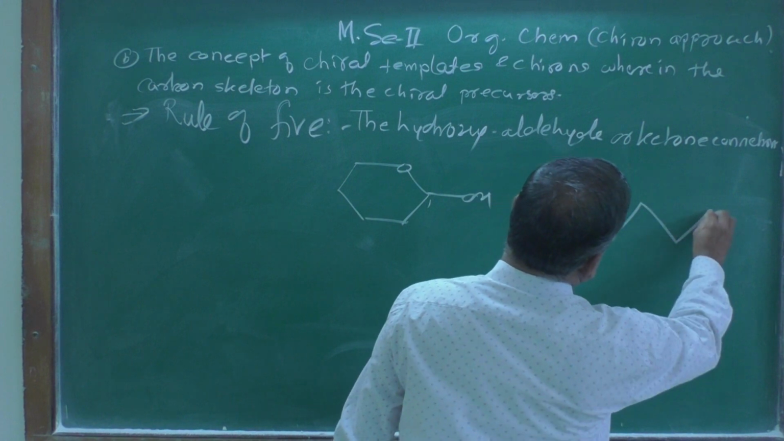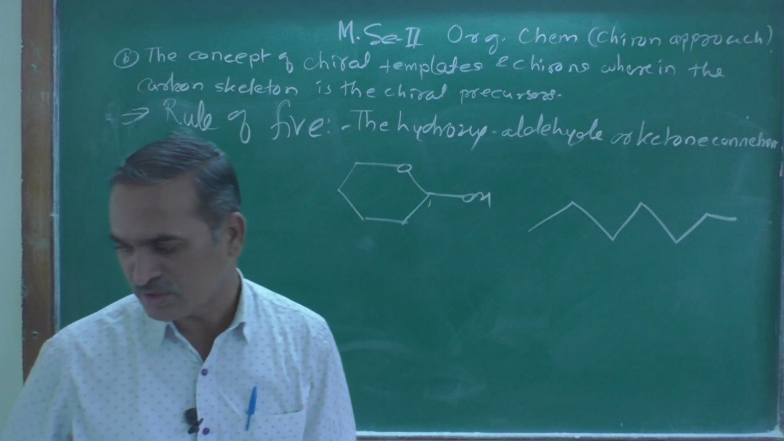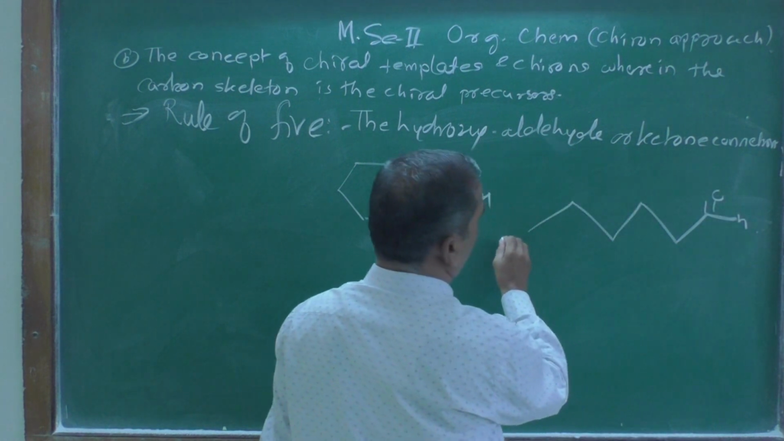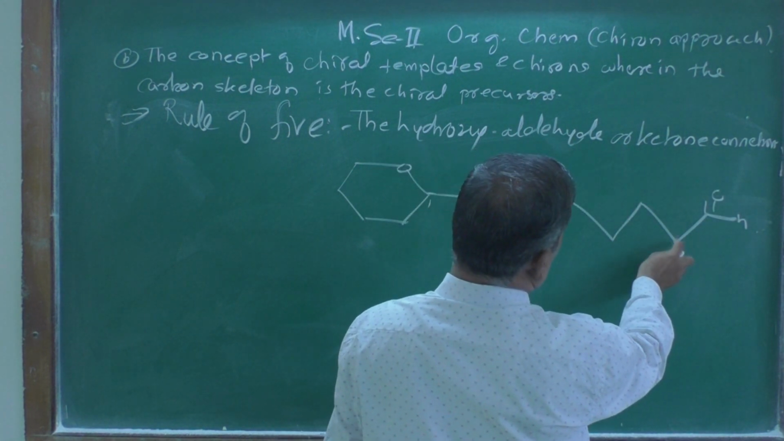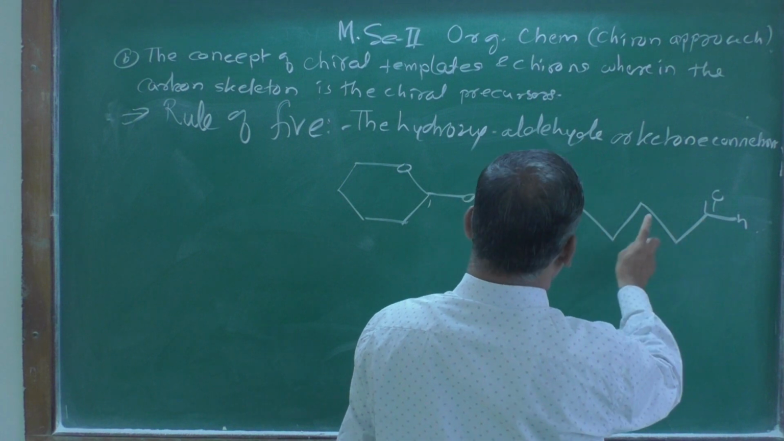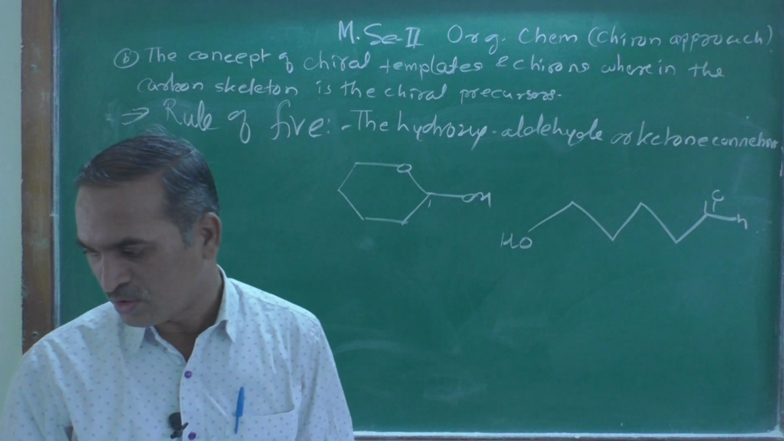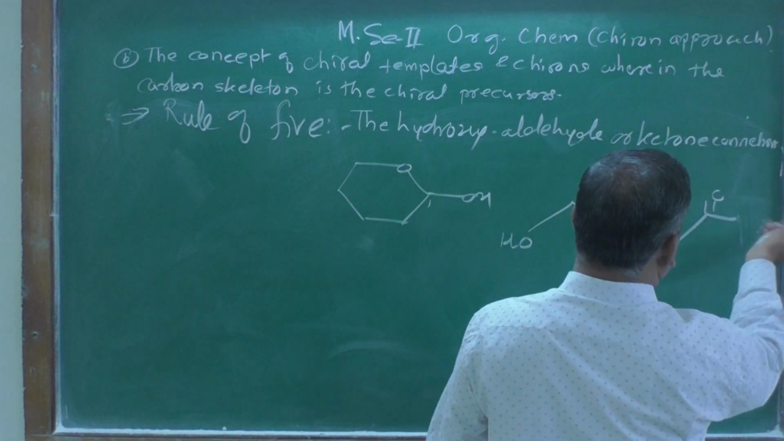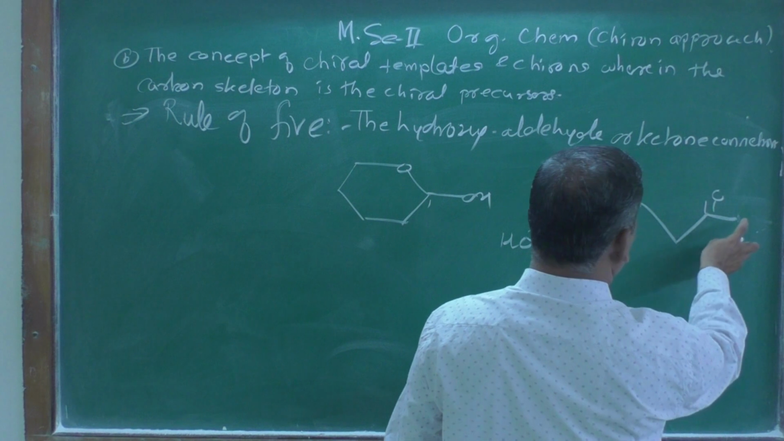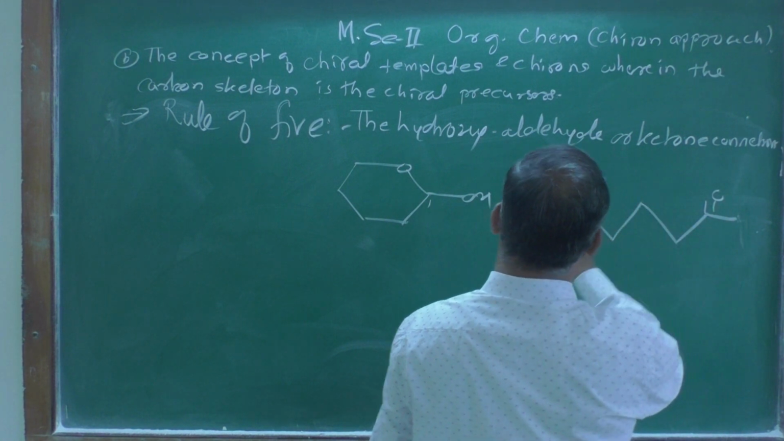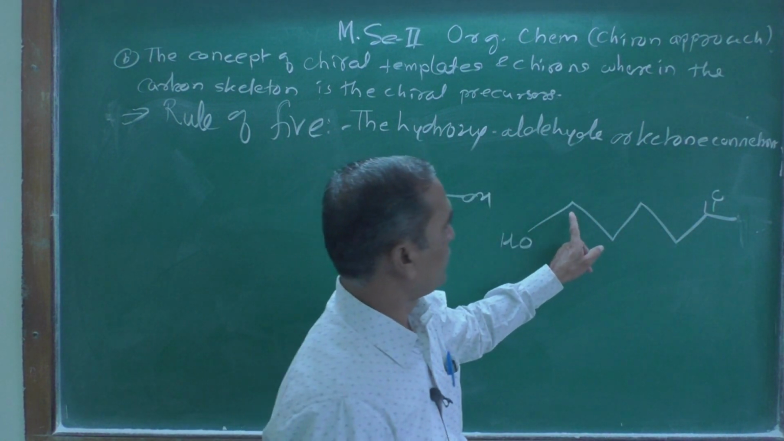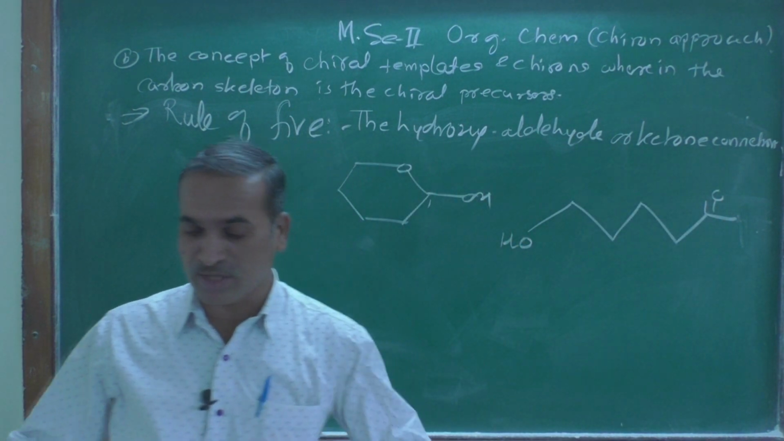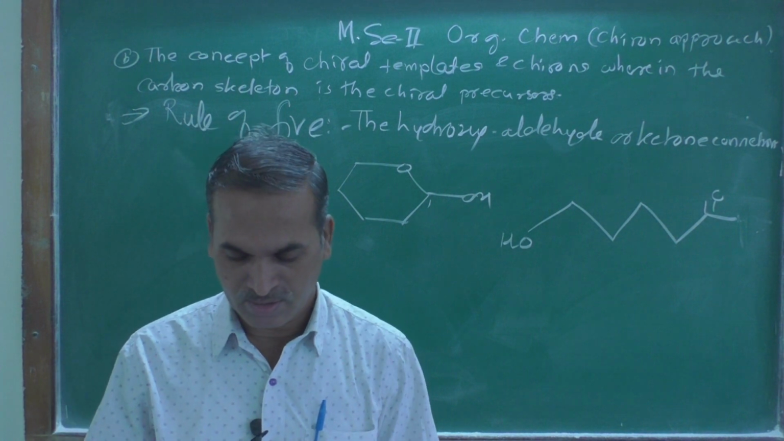Or we can draw the longer structure, C double bond O, H aldehyde, and here maybe an HO. Means 1, 2, 3, and I think one more carbon atom, maybe here you can write this one, 1, 2, 3, 4, 5 carbon atoms. When we form a ring with this, that becomes a 5. So that rule is known as the rule of 5.